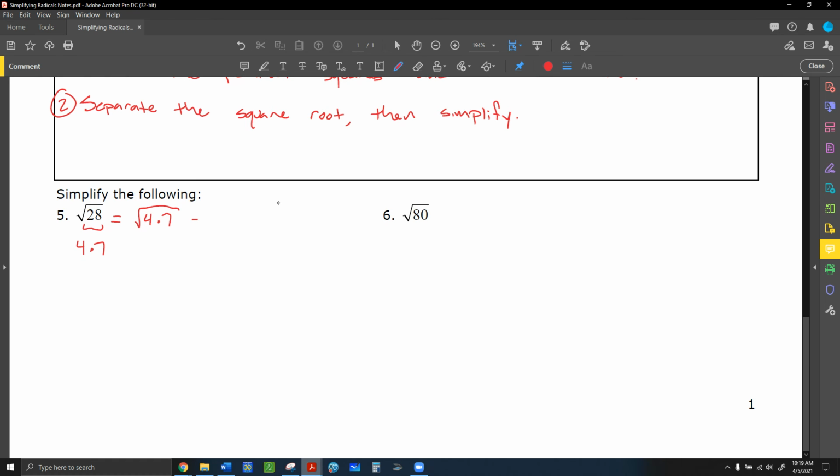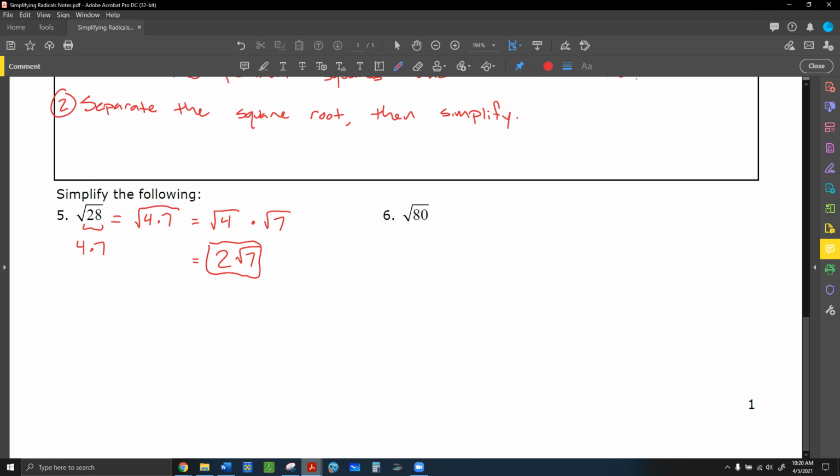Now, step 2, we're going to separate this into two square roots. So the square root of 4 and the square root of 7. We can do this because we're multiplying these two. And we know what the square root of 4 is. That was our number 1. The square root of 4 is 2. And then the square root of 7, well, we can't take the square root of that. So we're just going to leave that as the square root of 7. And that gives us our answer, 2 root 7, or 2 times the square root of 7. We know we're finished because we can't simplify the square root of 7.